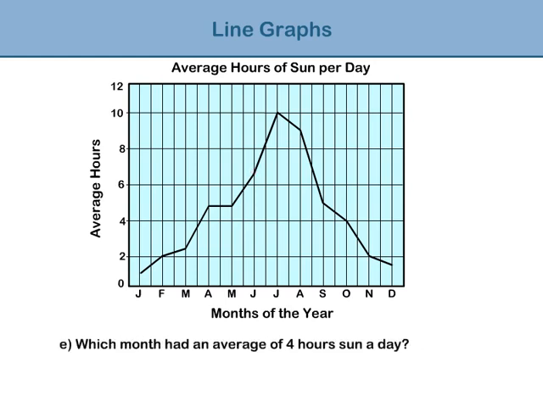E. Which month had an average of 4 hours sun a day? To answer this question, we read up the y-axis to 4, and then go along until we meet the line graph. October had an average of 4 hours a day.